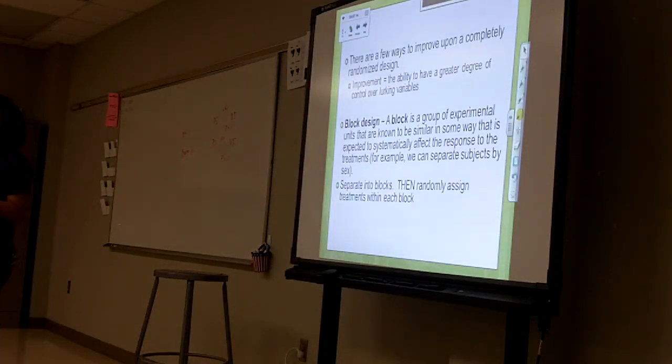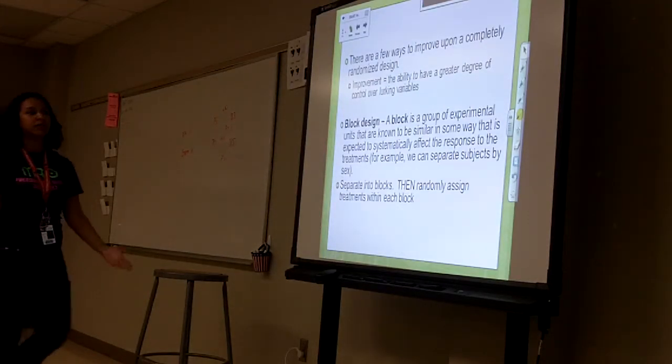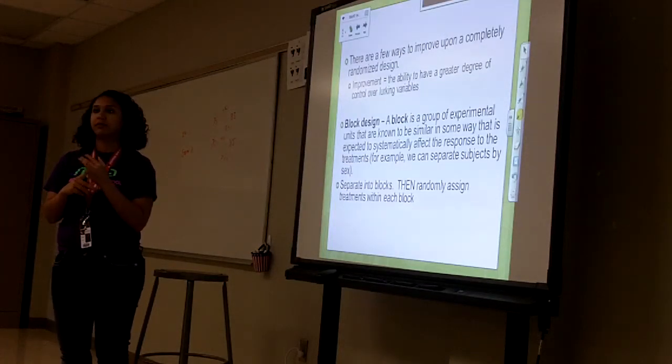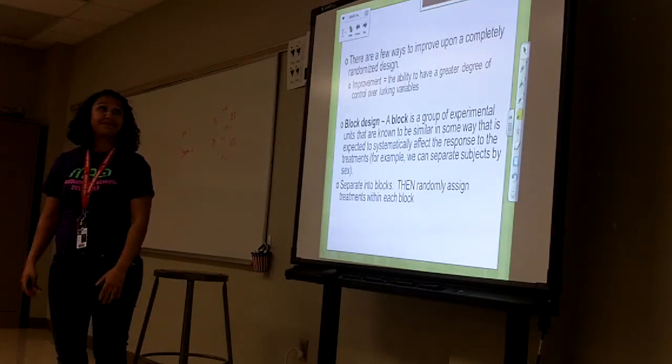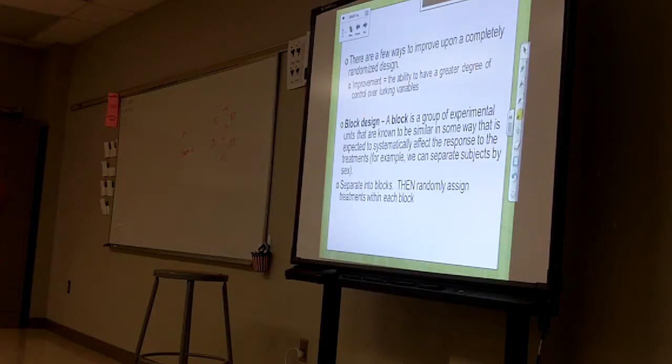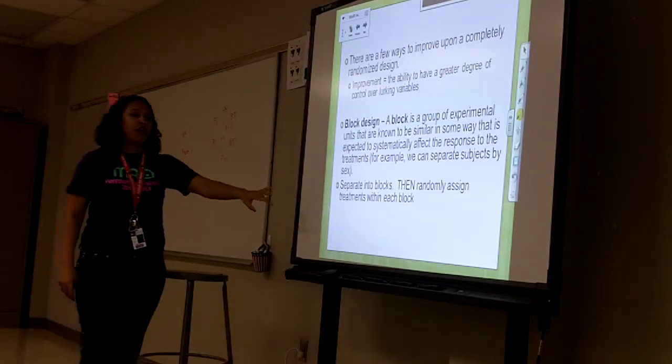There are a few ways to improve upon a completely randomized design, to have a greater degree of control over lurking variables. You can always make an experiment better. When you read an experiment, there's always something you can think of to make it better. A block is a group of experimental units that are known to be similar in some way that is expected to systematically affect the response to treatment. For example, separate subjects by sex: females grow faster than males. Separate into blocks and randomly assign treatments within each block.